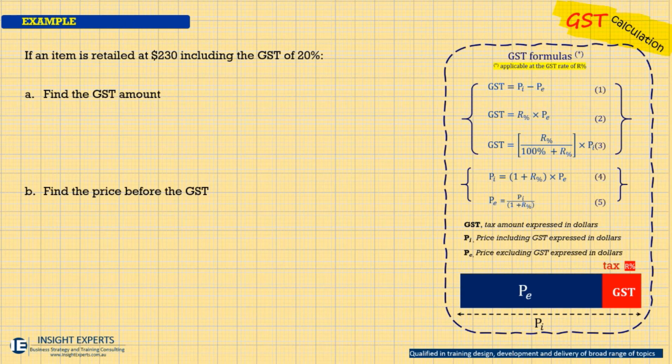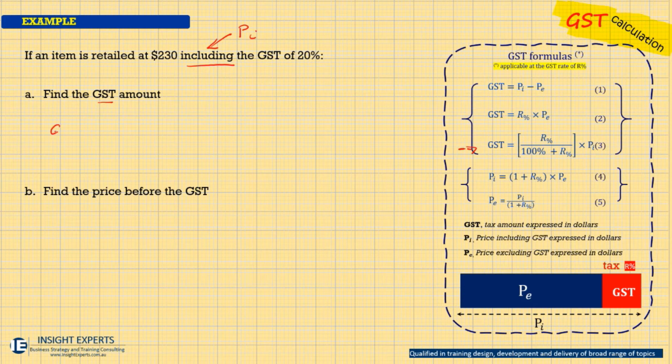Let's look at this example. If an item is retailed at $230, including the GST of 20%, find the GST amount. So what do we have here? This is actually PI. We need the GST amount, so automatically it's equation number 3.